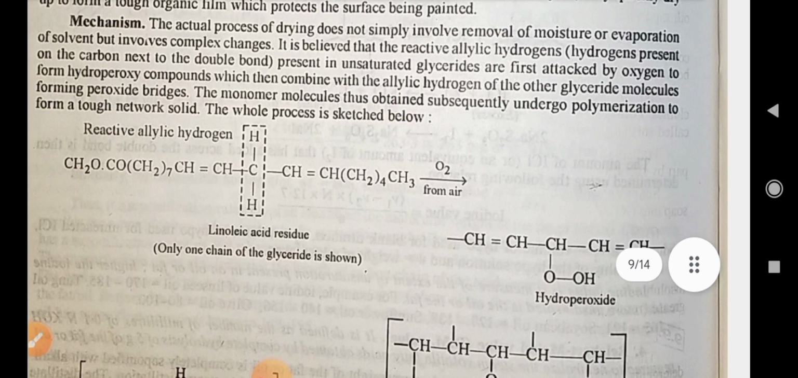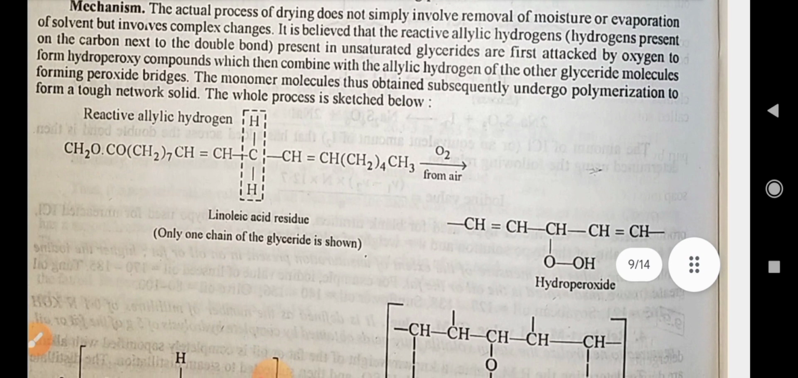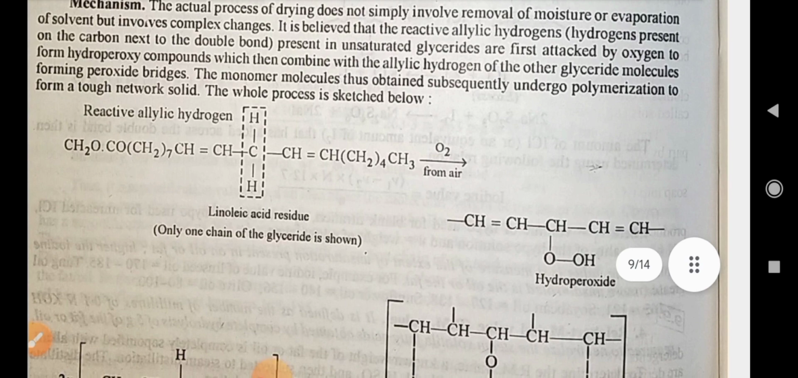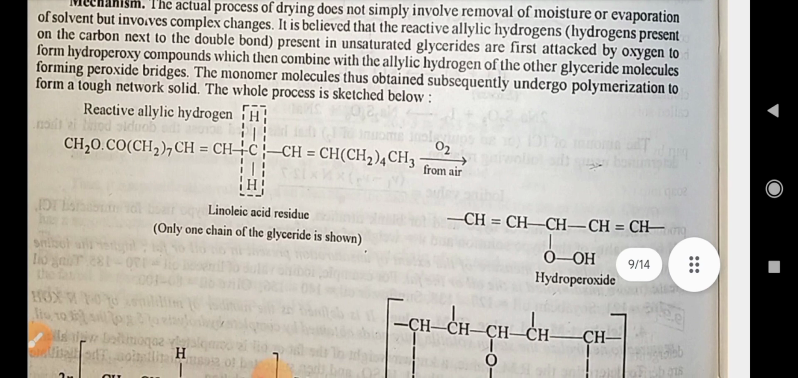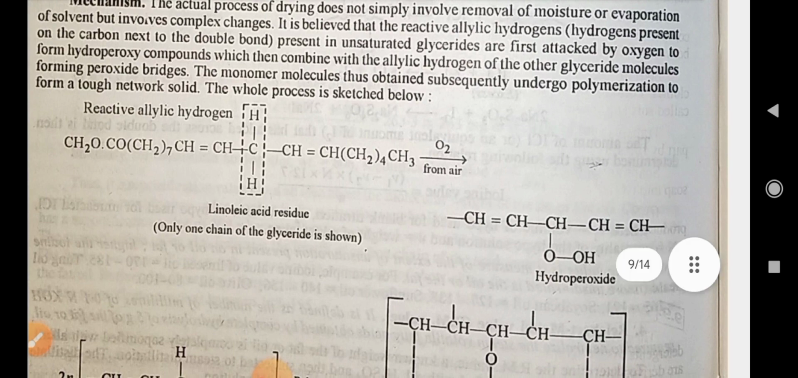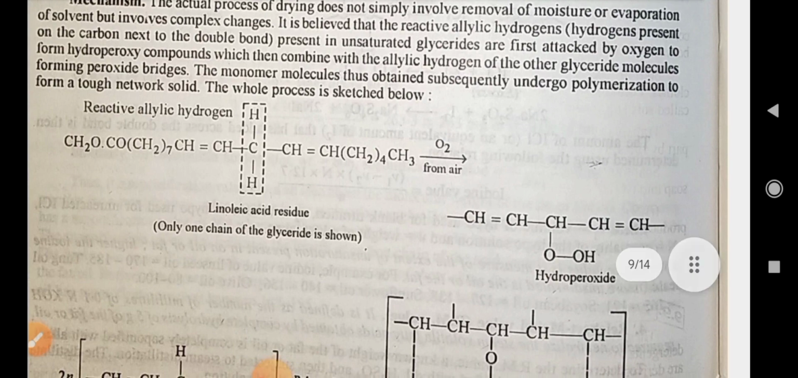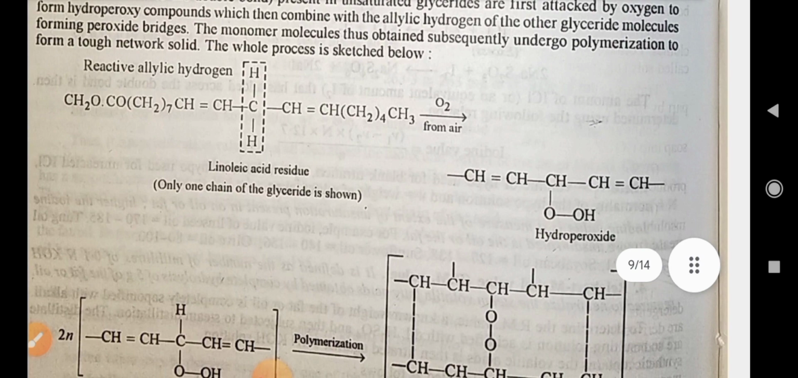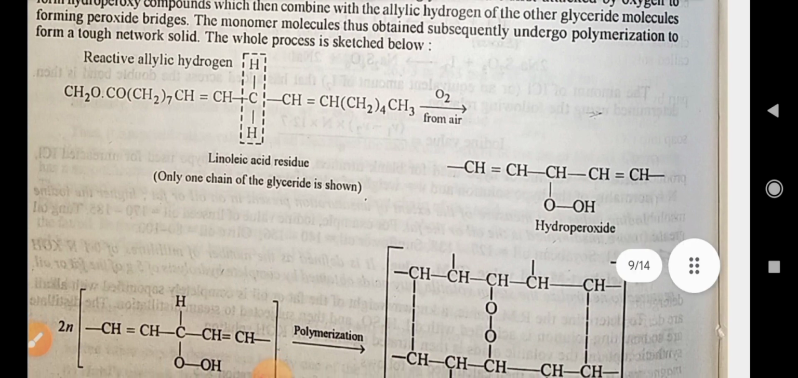Mechanism. The actual process of drying does not simply involve removal of moisture or evaporation of solvents but involves complex changes. It is believed that the reactive allylic hydrogens present in the unsaturated glycerides are first attacked by oxygen to form hydroperoxy compounds, which then combine with the allylic hydrogen of other glyceride molecules, forming peroxide bridges. The monomer molecules thus obtained subsequently undergo polymerization to form a tough network solid. The whole process is sketched below.